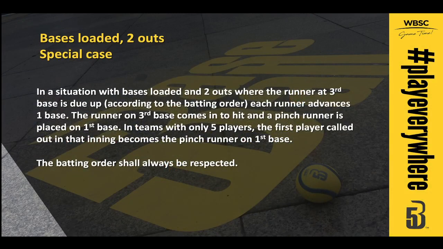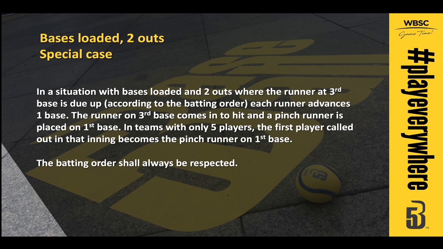Now we want to tell you about a unique situation in Baseball 5 that cannot happen in baseball or softball. And it's worth mentioning here because it happens more often than you can imagine. In a situation with bases loaded and 2 outs, where the runner at third base is due up, according to the batting order, each runner advances 1 base. The runner on third comes in to hit, and a pinch runner is placed on first base.